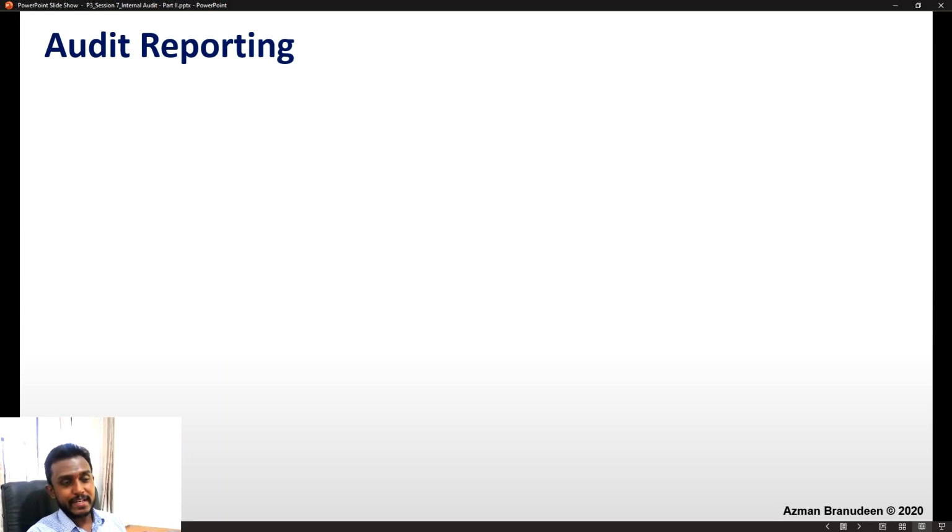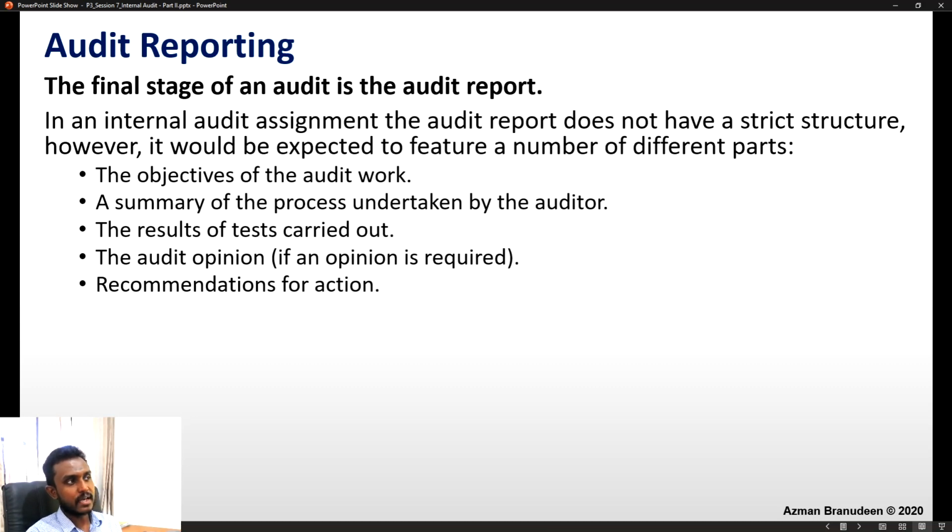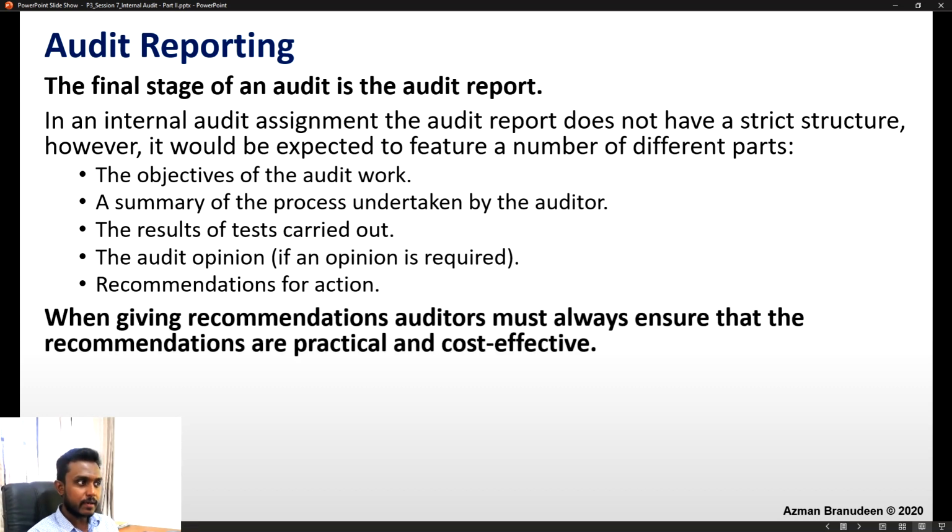That brings me to audit reporting. The final stage of an audit is the audit report. In an internal audit assignment, the audit report does not have a strict structure. However, it would be expected to feature a number of different parts, like the objectives, a summary of the process undertaken by the auditor, the results of the tests carried out, the audit opinion, if one is required, and the recommendations for action. When giving a recommendation, auditors must always ensure that the recommendations are practical and cost effective. That is very, very important.